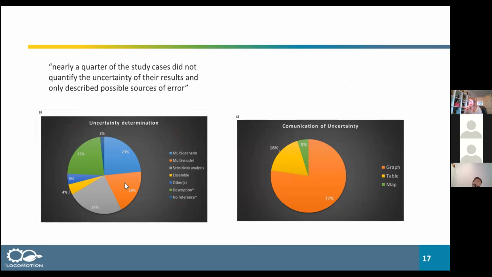23 had multi-scenario, 19 using multi-model, 24 were using sensitivity analysis, 4% were using ensemble. Some didn't really describe how they did their uncertainty analysis, about 5%, or it was not clear to us, or we couldn't fit it in these categories. And to present the uncertainty, more than 75% used a graph, 18% a table, and 5% a map.